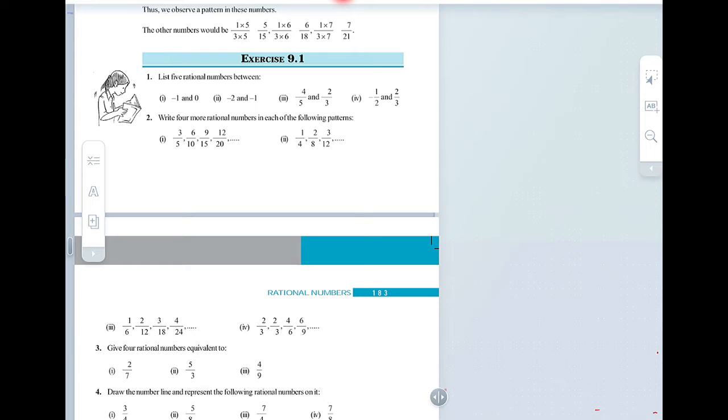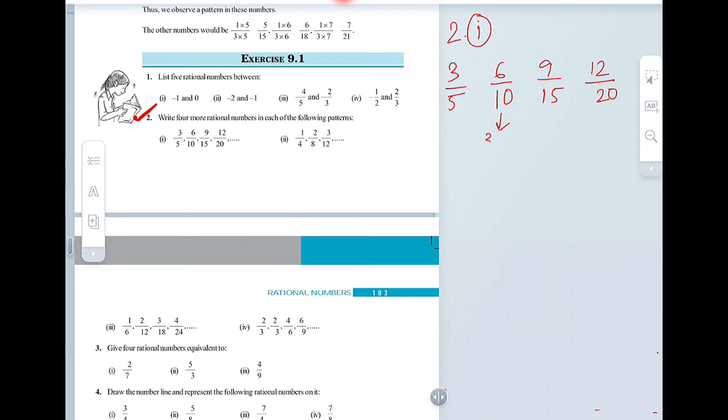In the next question it is written, write 4 more rational numbers in each of the following patterns. See, question number 2, 1. The patterns which are given: 3 by 5, 6 by 10, 9 by 15, 12 by 20. Isn't it? See, very easy.